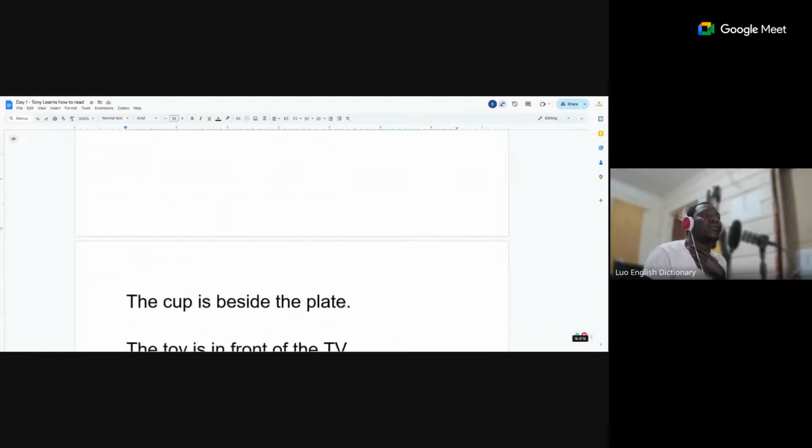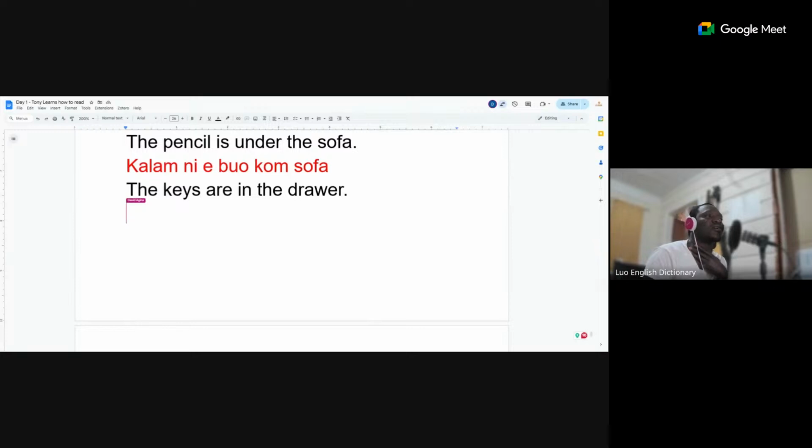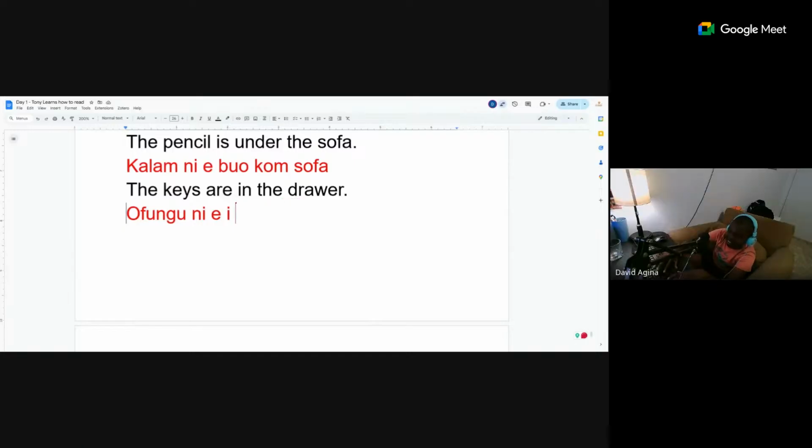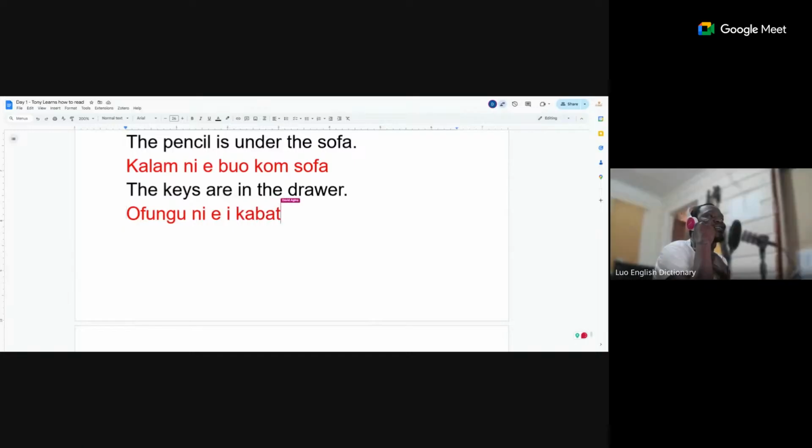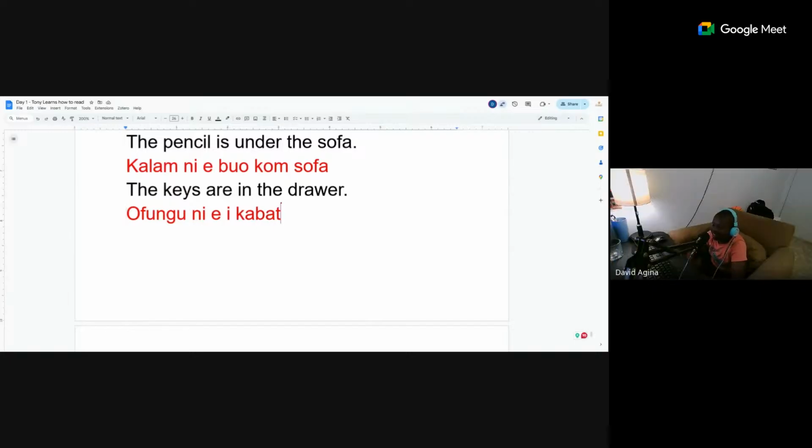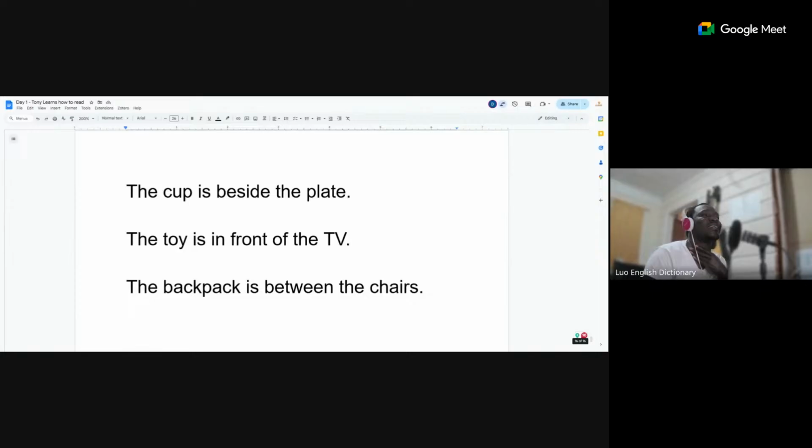Good. And then we have the keys are in the drawer. Ofungu ni e kabat. Kabat. Yes. Ofungu ni e kabat. Good.